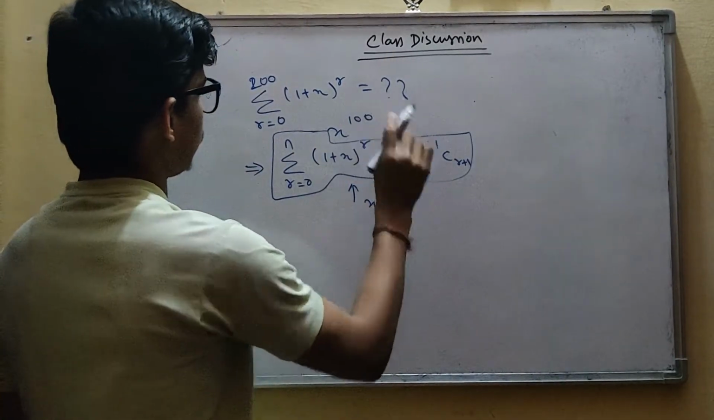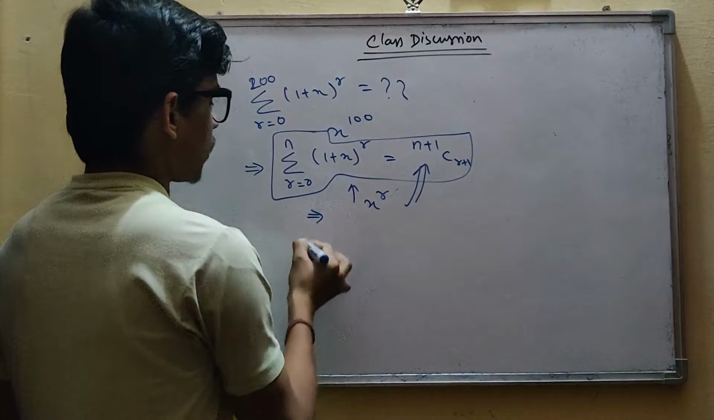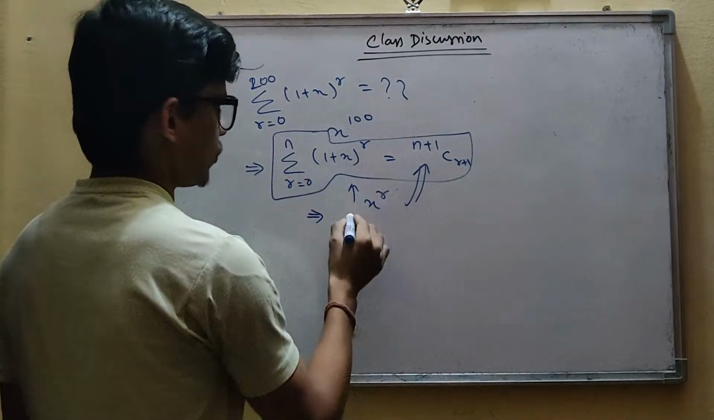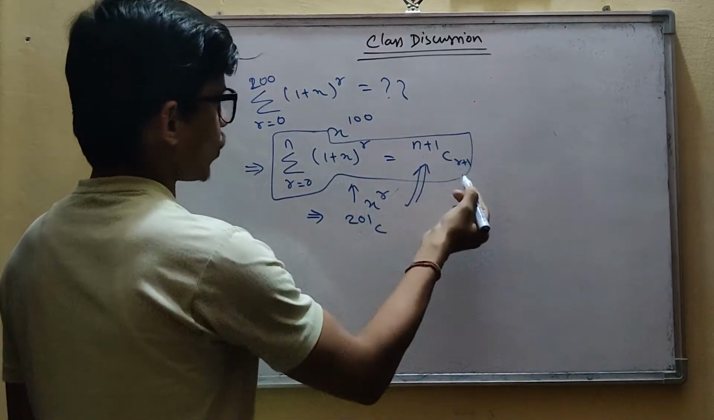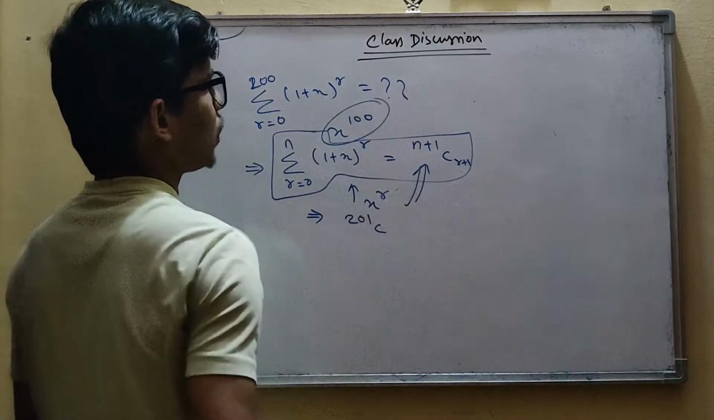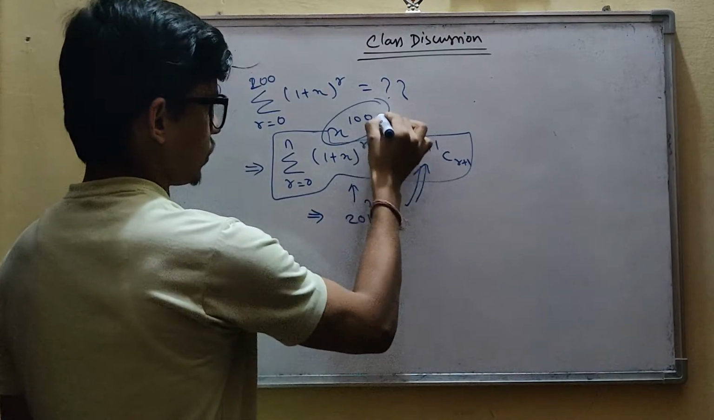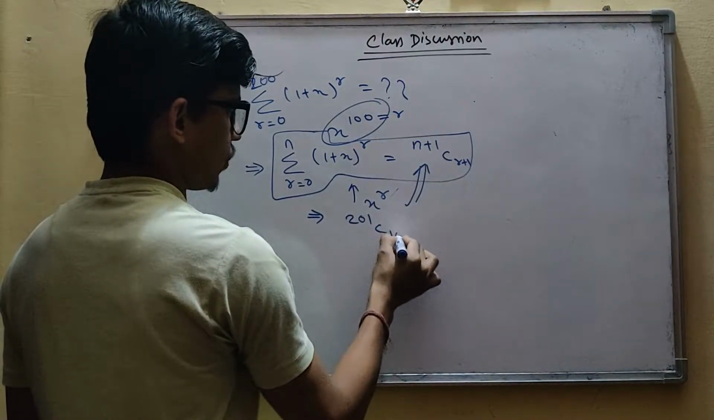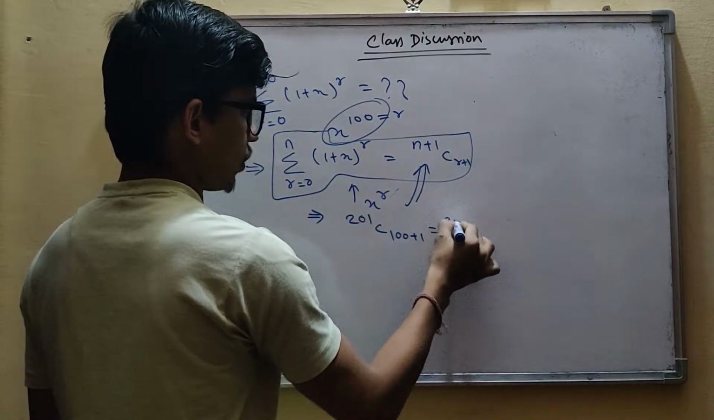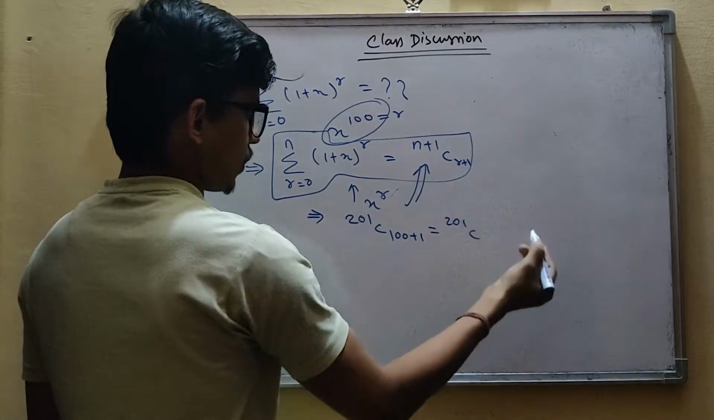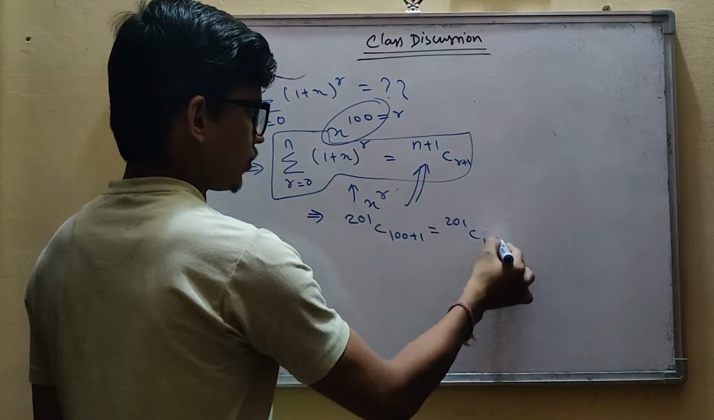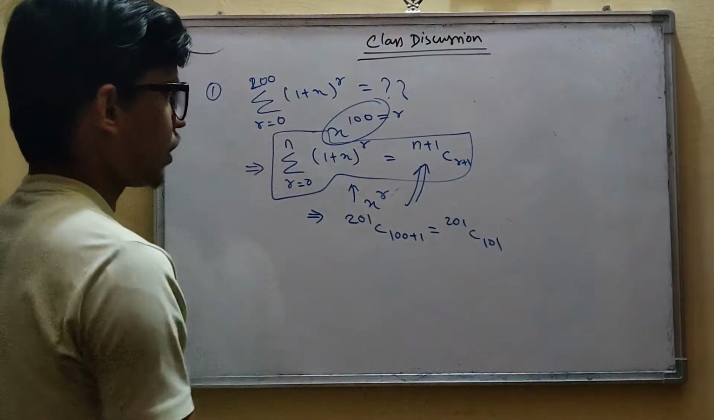So for this, how can you write it? The n is 200, so 201 c. What is r? We have to find the coefficient of x to the power 100, so r is 100, and r plus 1 is 101. So the answer is 201 c 101. Okay, so this is how you can do this.